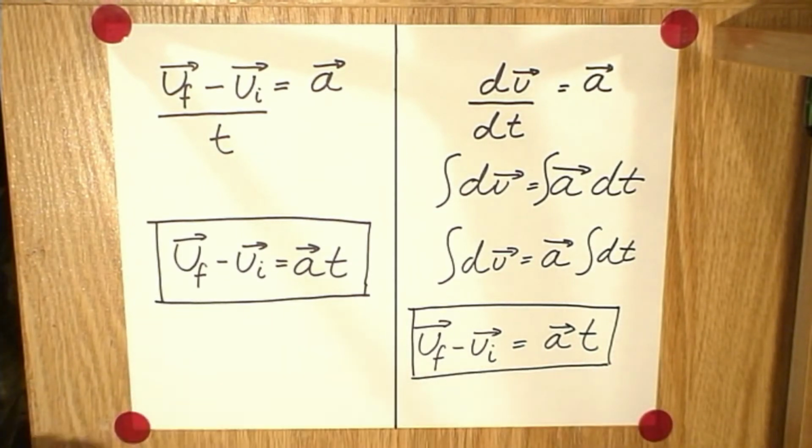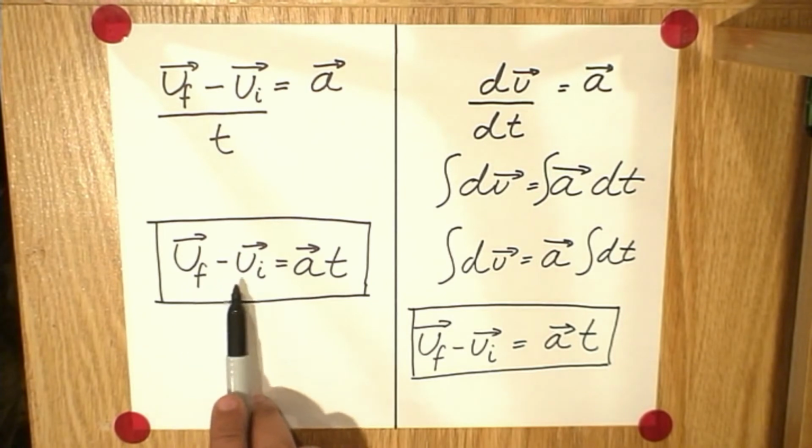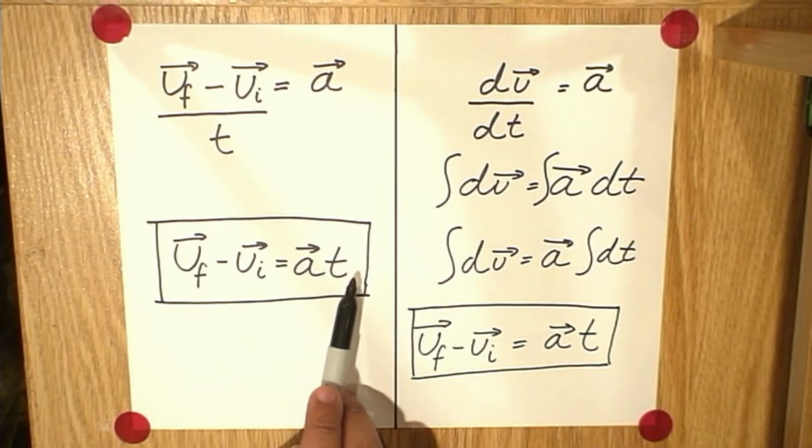So this is Newton's first toolbox equation. And whether you're using calculus or not, this is what the equation says. If acceleration is constant, then final velocity minus initial velocity equals acceleration times time.